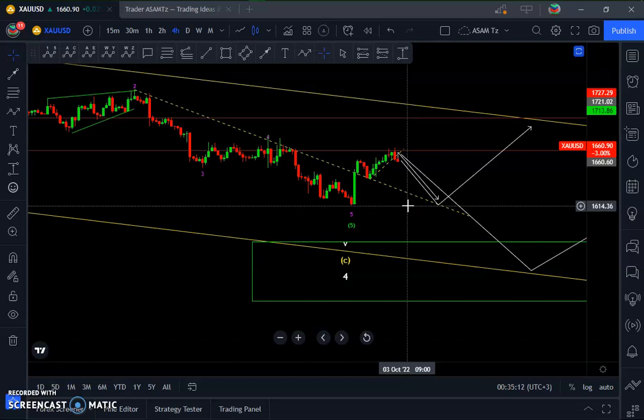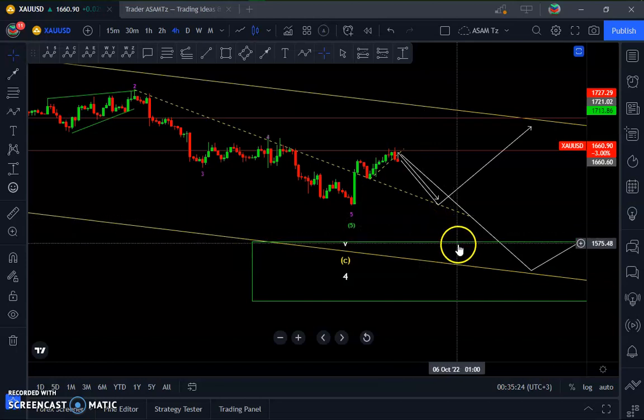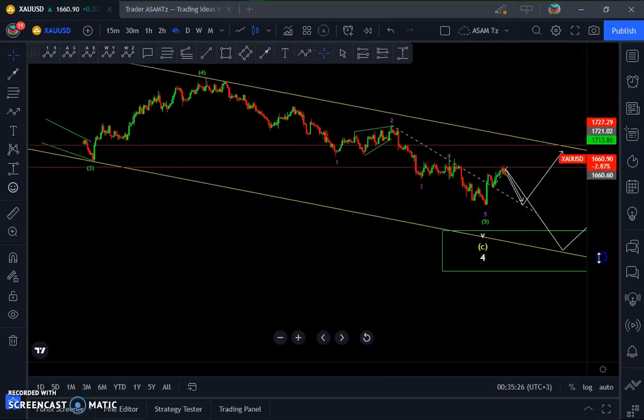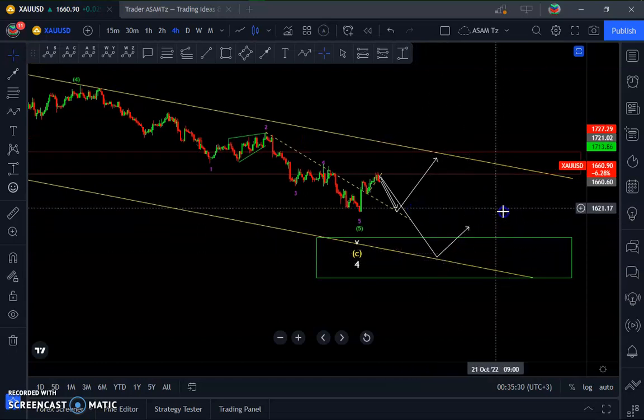So we will watch for price either getting supported around 1615 or 14 and bouncing to the upside, or if it's going to break that particular level, our bearish idea will take hold and we will keep on trading down to around that green box there, or to that particular yellow trend line.